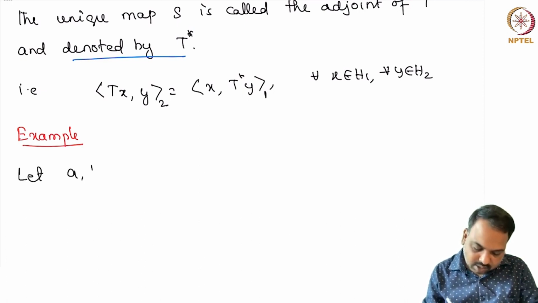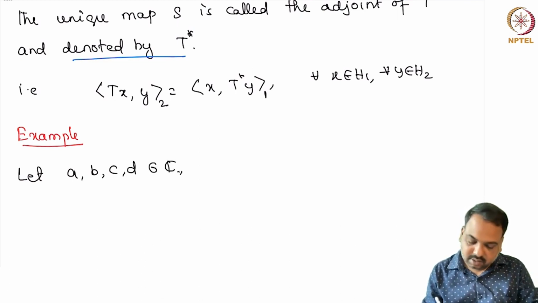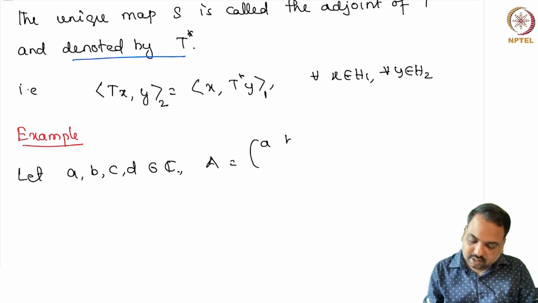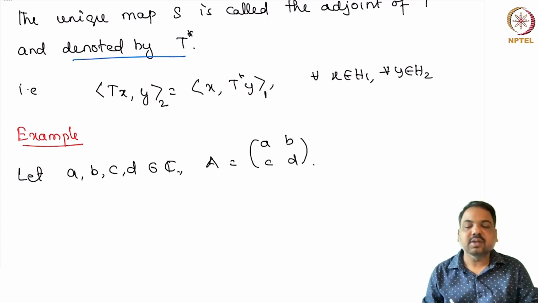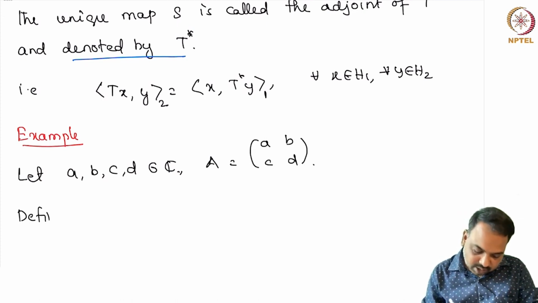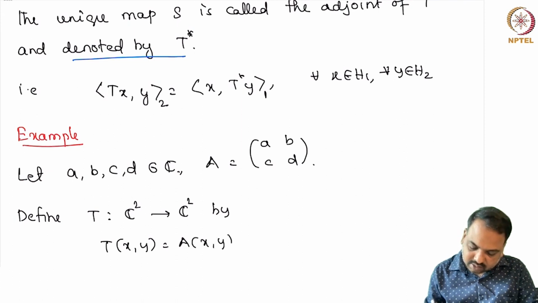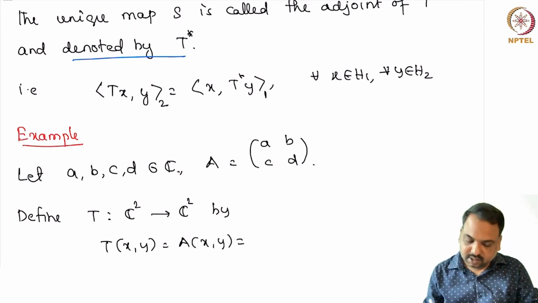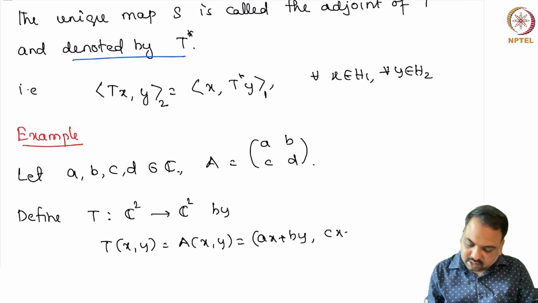Let us start with a, b, c, d, which are complex numbers. Look at A equal to the 2 by 2 matrix with entries a, b, c, d. Define an operator T from C2 to C2 by T of (x, y) as A times (x, y). This is nothing but (ax plus by, cx plus dy). This is for every (x, y) in C2.